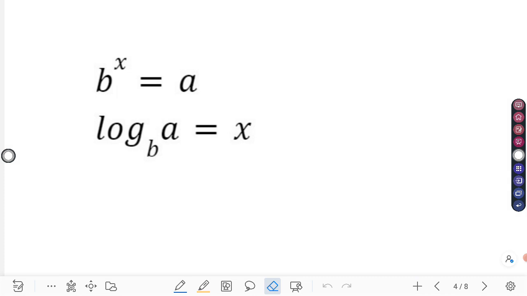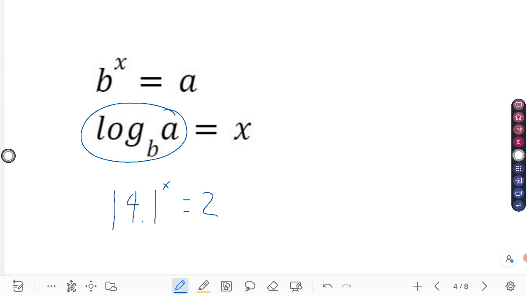So to convert, if we have some exponential we don't know, like 14.1 to the x equals 2, we can convert this into logarithm form. We take the base of our exponential, and that becomes the base of our log. Our answer is going to be there. What we're trying to solve goes on the other side of the equal sign.